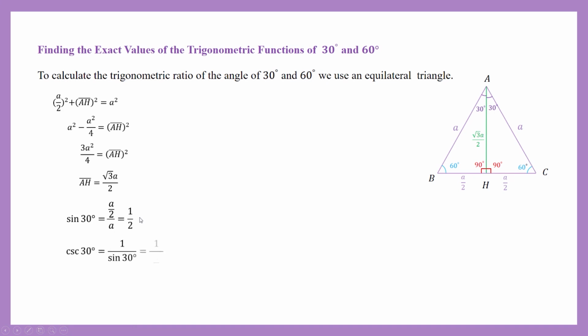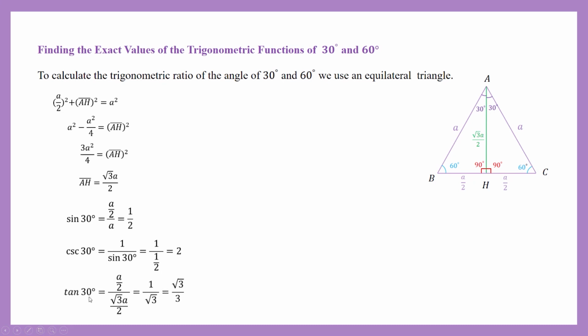Cosecant of 30 degree is equal to 1 by sine of 30 degree. We know that the sine of 30 degree is equal to 1 by 2. If we calculate or simplify this fraction, we will get it is equal to 2.